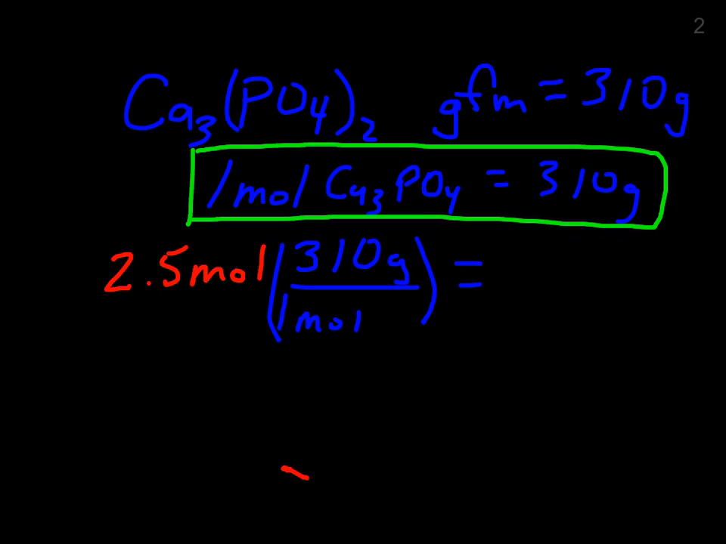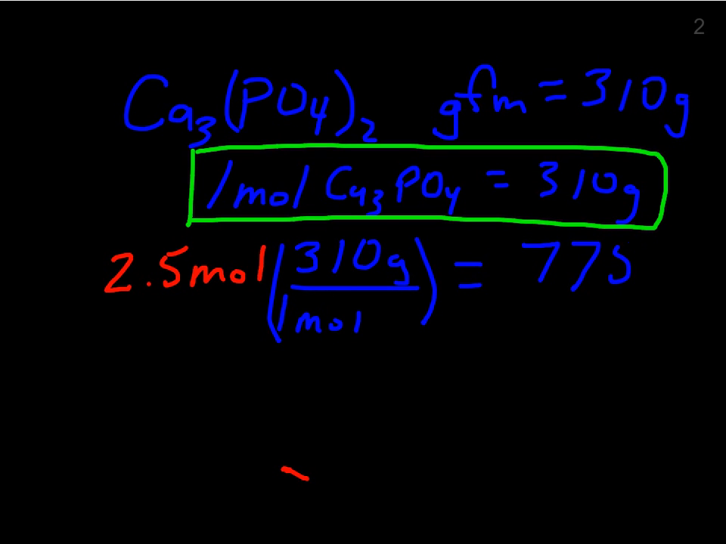Now, what I've just done is I've set the problem up. All I need to do now is plug it into my calculator. I'm going to go 2.5 times 310. What that's going to equal right here is going to equal 775 grams. Now I know this is right because I've set the problem up correctly. The moles are going to cancel out. Grams are the unit that is remaining. Grams are what I was looking for.